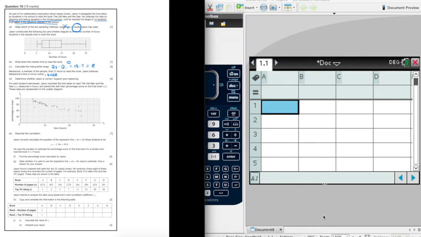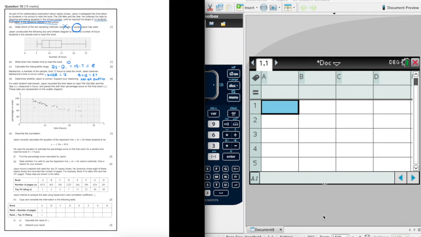So if we do 1.5 times the interquartile range, and then we're going to be adding it on to the upper quartile. So 1.5 times 8, which was my interquartile range, is 12. The upper quartile was 15. So I'm going to do 15 plus that 12, and that will give me my upper limit, which is 27. In which case, if she's 25, she's inside that limit. Okay, so she is not an outlier. So not an outlier. And therefore Jason is correct.